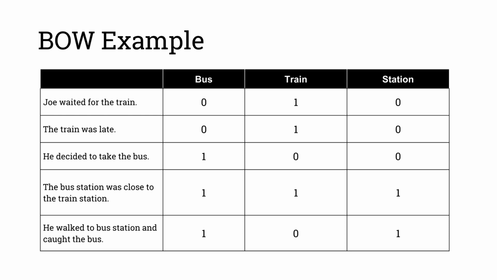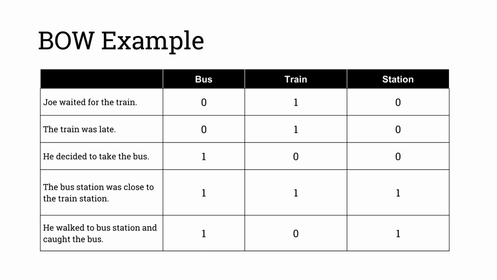Next, we need to iterate over each of the sentences and filter out the most frequent words. So in our case, bus, train, and station are the most frequent words in the list of documents. As a final step, we need to create a matrix. This matrix comprises of zeros and ones. So if that frequent word is present in the sentence, the index is set to 1, or else it's set to 0.